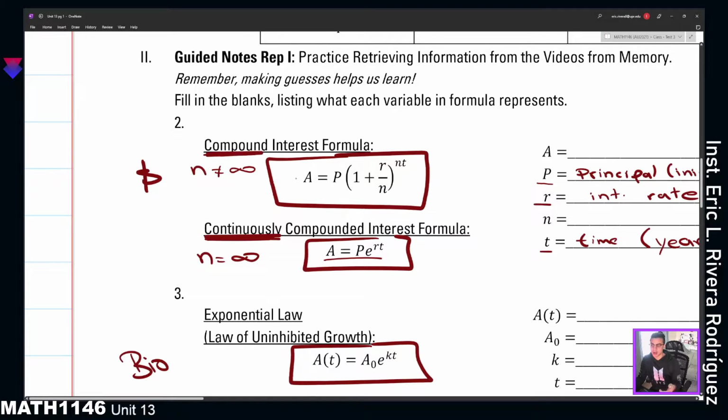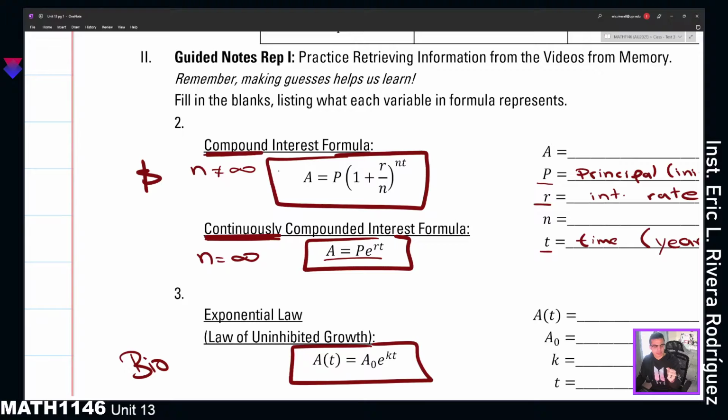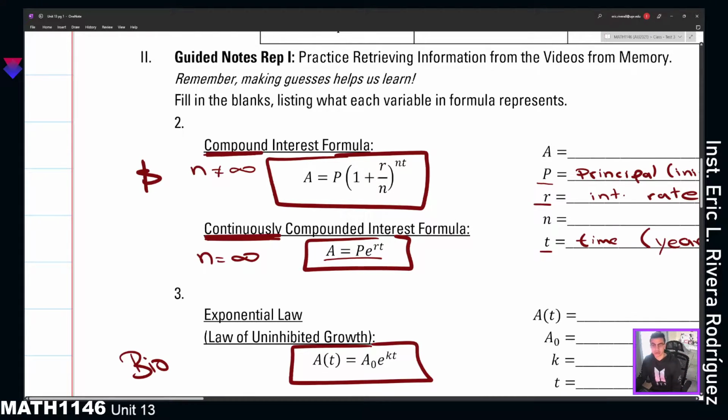All right, and since we have two formulas, we need to be able to identify which formula to use depending on the scenario. Well, if it's continuously compounded, then you will use the second formula. If it is just compounded interest, meaning the interest is calculated in a compounded manner, you use the first formula. All right.